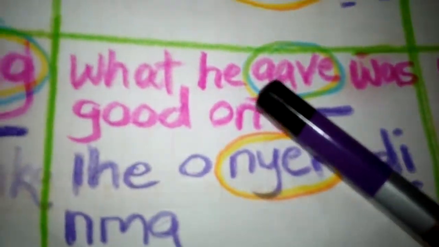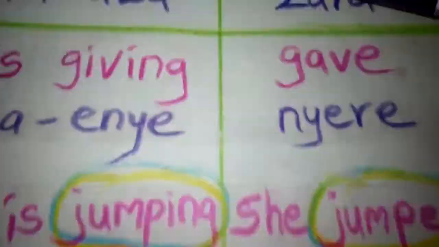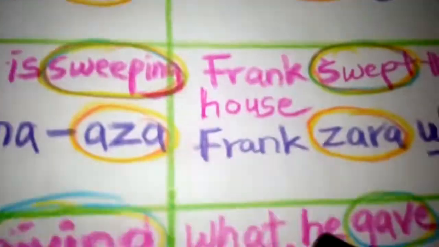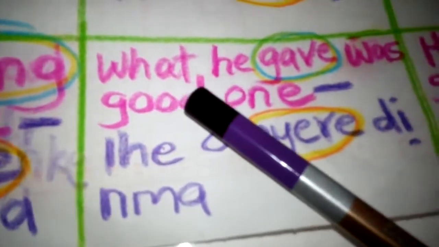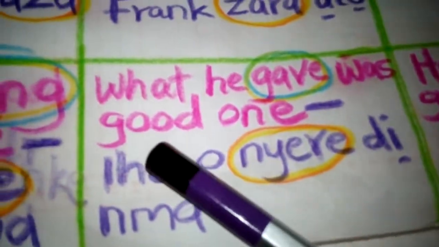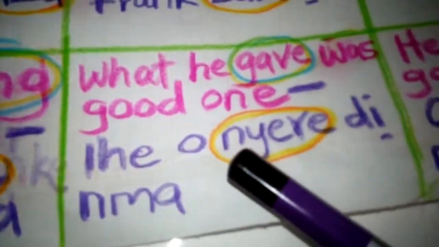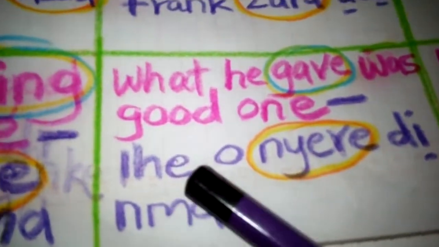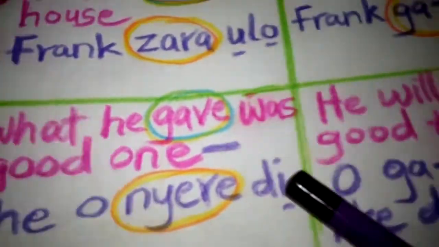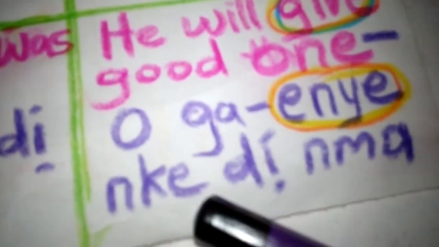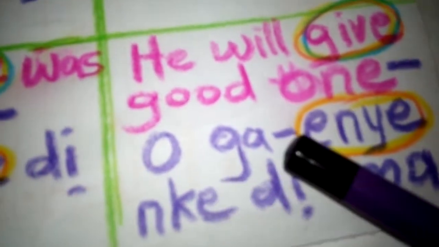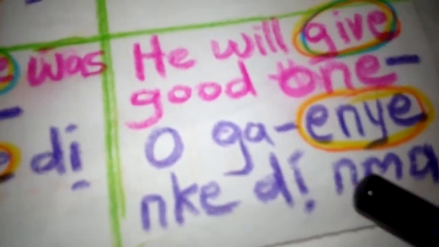Okay? So this past tense. Okay? Past. What he gave was good one. Past. What he gave was good one. Ihe o nyere dị mma. Okay? Future. In future, he will give good one. Ọ ga-enye nke dị mma. He will give good one. Ọ ga-enye nke dị mma.